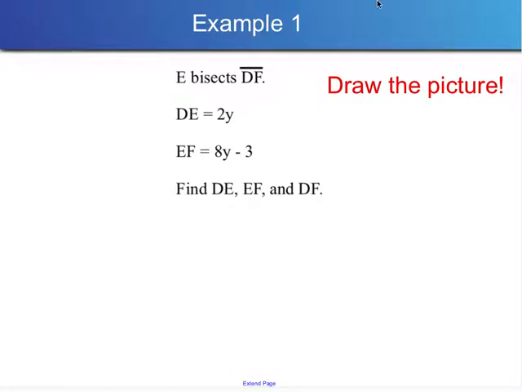Now, I want to do an example. You'll notice there is no picture drawn here. So since that's the case, I'm going to draw a picture. It says E bisects DF. Actually, I want you to draw the picture. Don't do anything else. Draw the picture and label it with what you know. Press pause on your video, and when you're ready to see the answer, press play again.